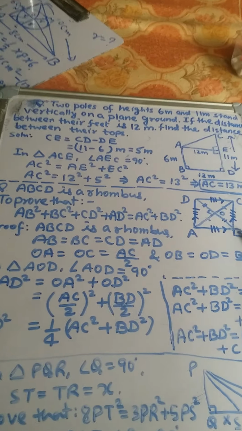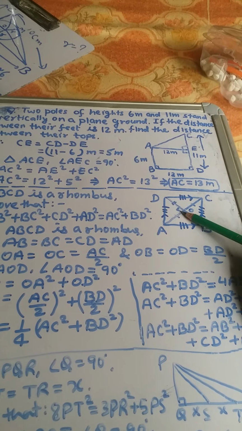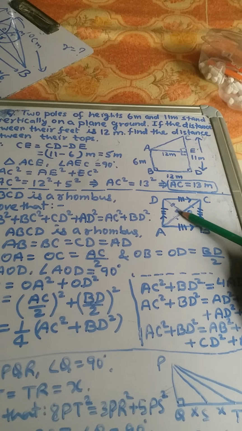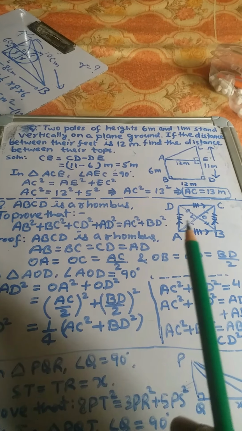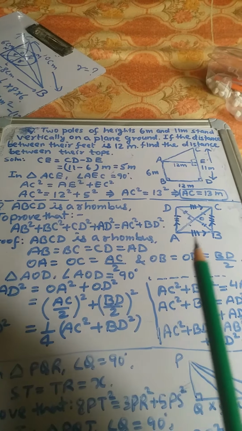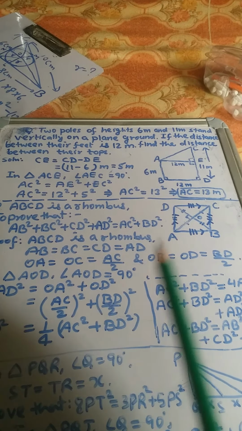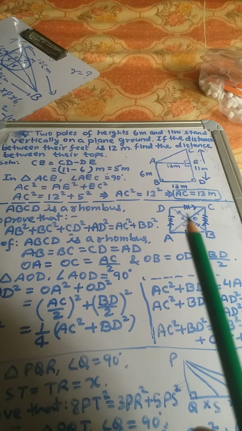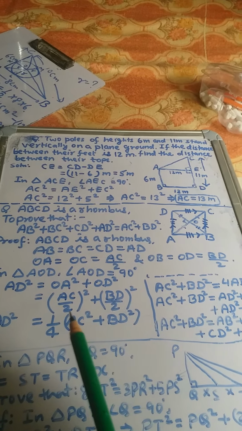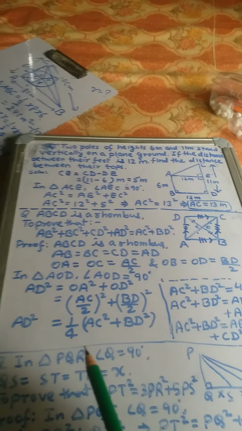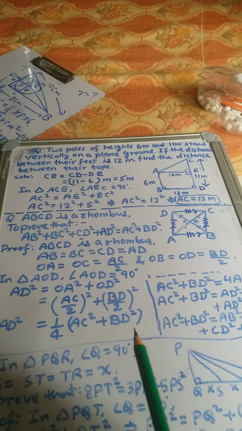Now go with triangle AOD. Use the Pythagoras theorem because here it is 90 degrees. OA square plus OD square equals AD square. So AD square equals OA square plus OD square. We know OA is half of AC, so it is (AC by 2) whole square. And OD is half of BD, so we write (BD by 2) whole square. Here 2 square is 4, so we can take it common. So AD square equals 1 by 4 times (AC square plus BD square).